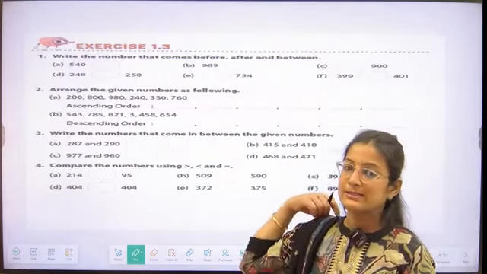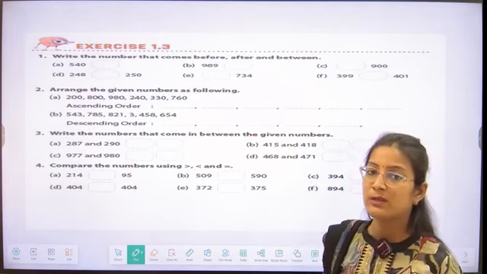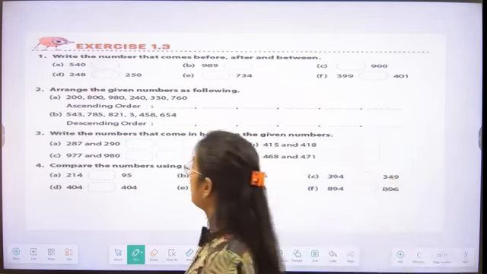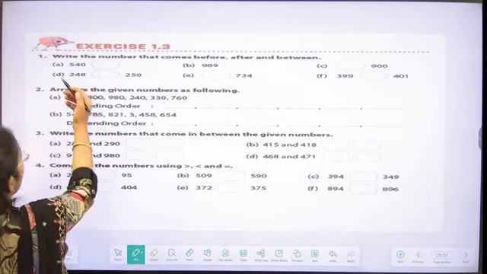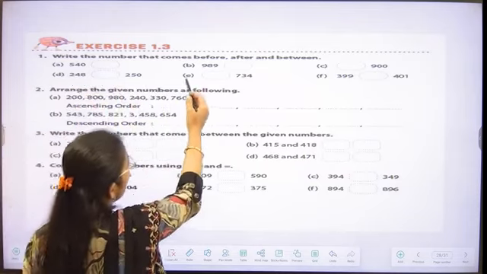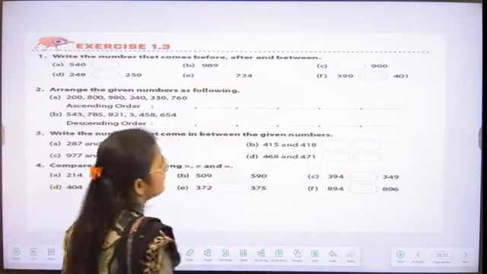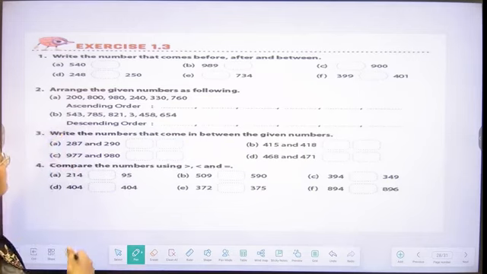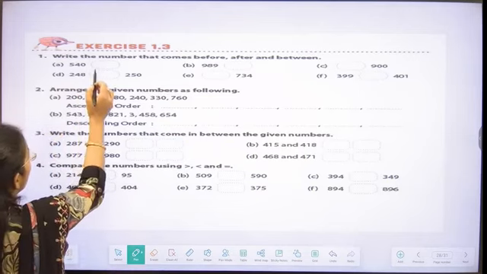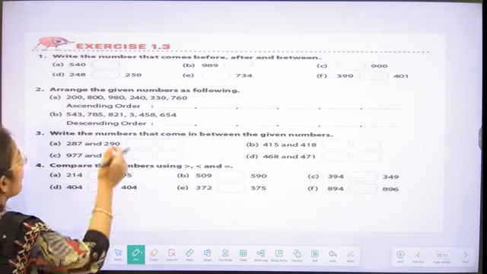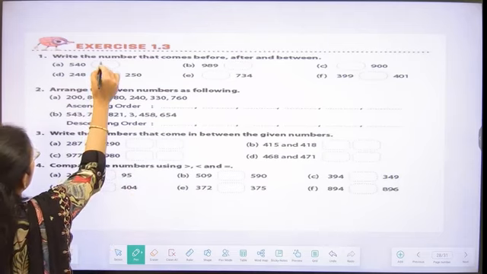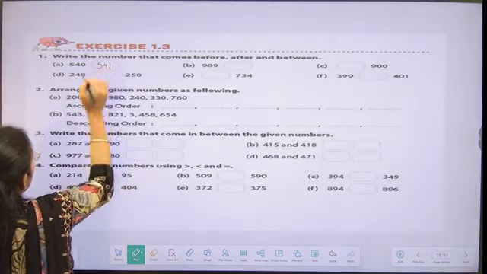Moving to our next exercise, that is exercise 1.3, students. Beginning with the first question, we have to write the numbers which come before, after and between. Let's do the first one. In the first one, we have to write the after number. So what comes after 540? We get 541.